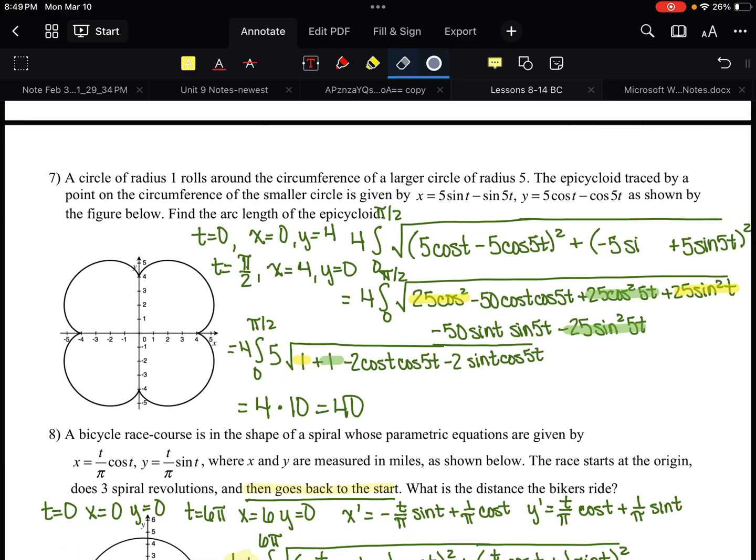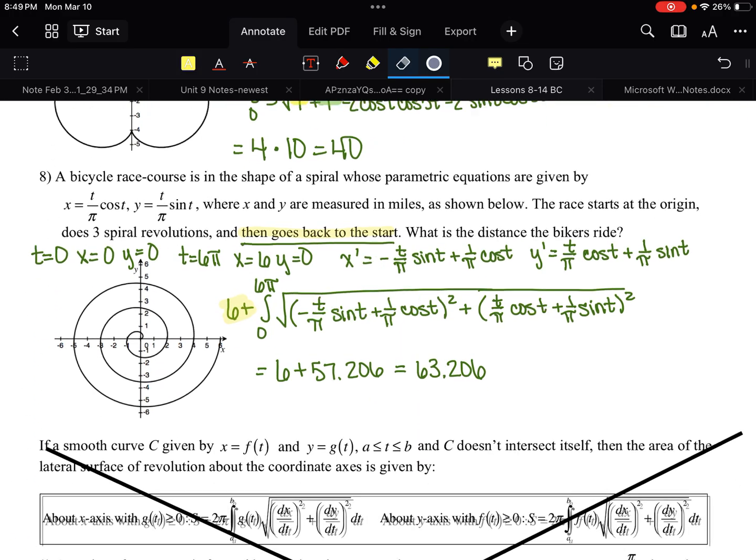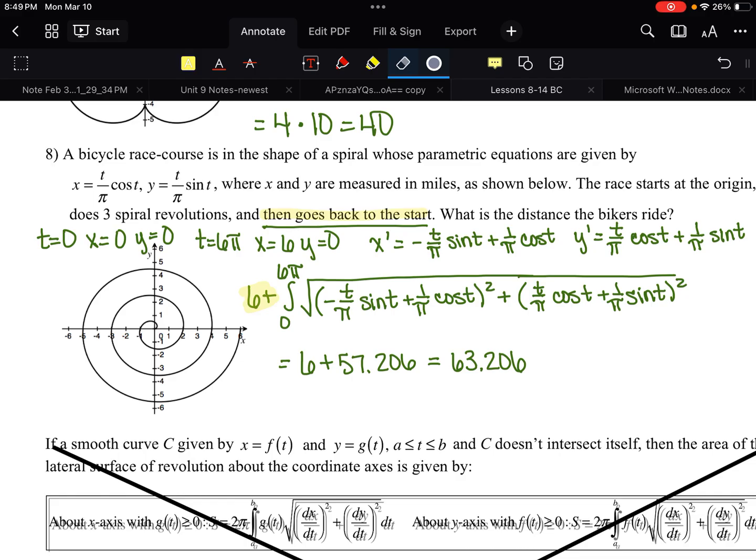So on this one, well, we did that one in class today. Let's look at this one. So we've got a point, a particle, a bicycle. This would be a silly bicycle course, but whatever. It starts at 0, 0, and then as time goes on, it makes a spiral bigger and bigger, and then it goes back to the starting point. So you end up with something that looks kind of like a seashell, I think. So what is the total distance that the biker rides?